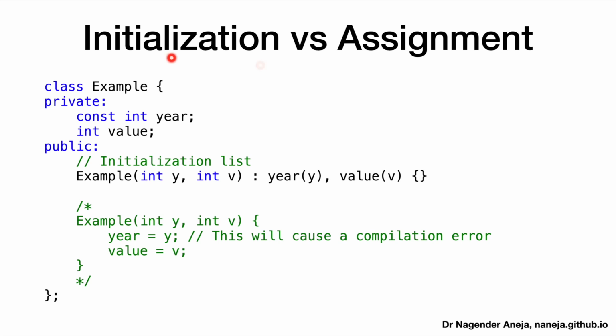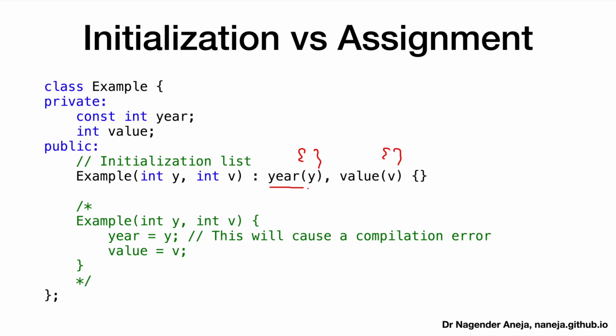For example, this case, initialization versus assignment. So here we have a year, which is a constant. This is an example, and this is a private member variable year, which is constant, and this value is a non-constant variable. So we have a constructor here that takes the values y and v, and we are using an initializer here. Maybe we can use the braces method here or the parentheses here. So braces is preferred, right?